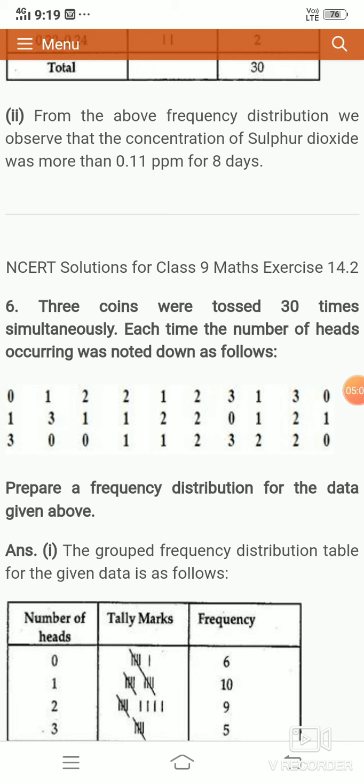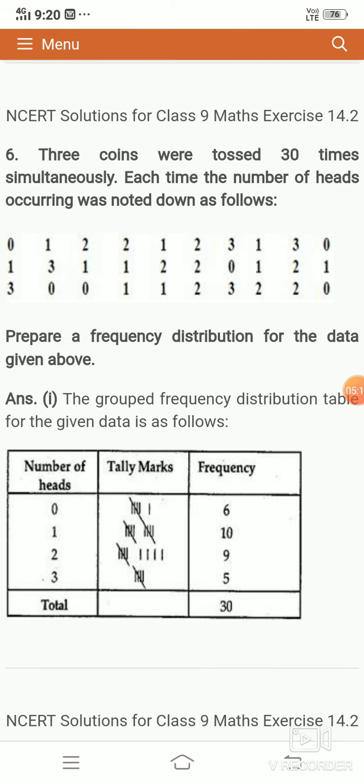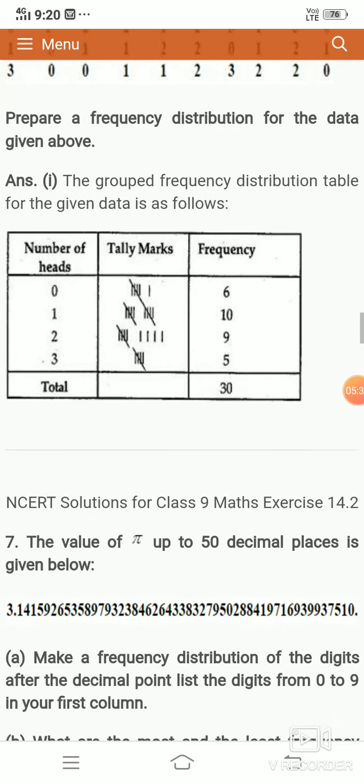Now the numbers are given directly: 0, 1, 2 and 3. So we are going to use the number of heads, not the class interval format. 0 how many times, 1 how many times, 2 how many times and 3 how many times. The number of heads is one column, the tally mark is the second column, the count of lines, frequency, is the third column. Finally you get the total frequency. Total frequency is also 30, right?